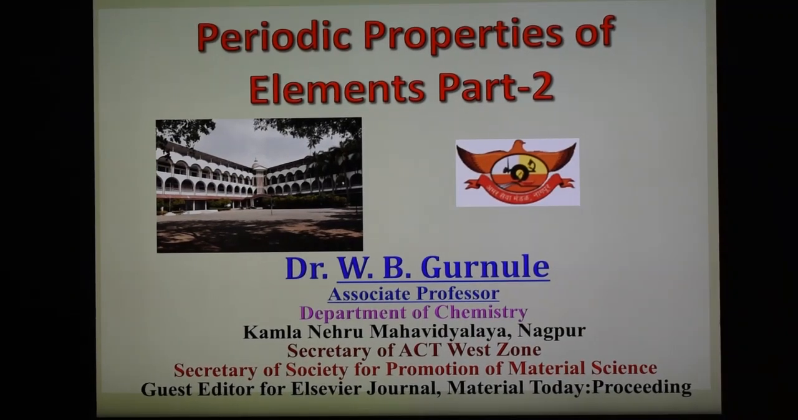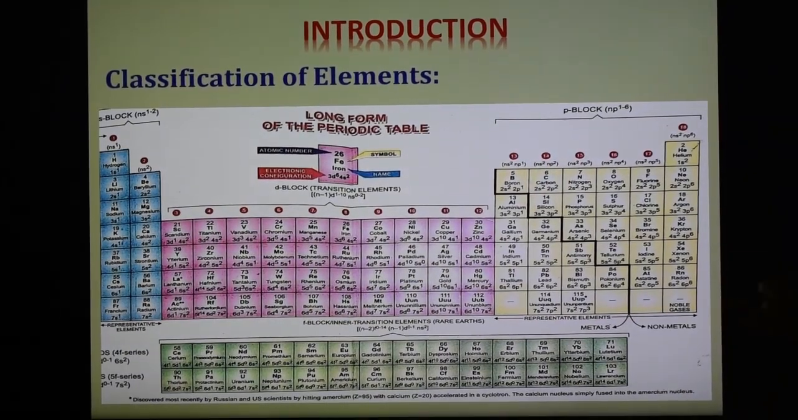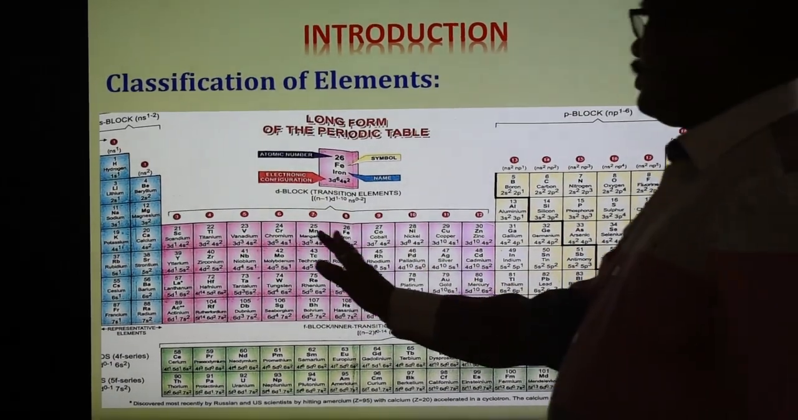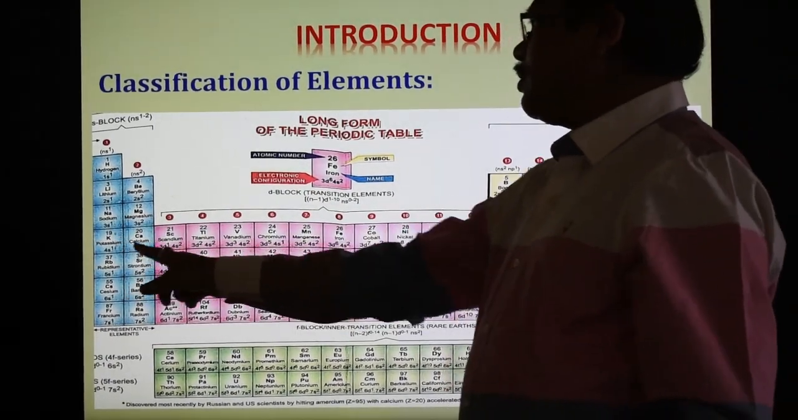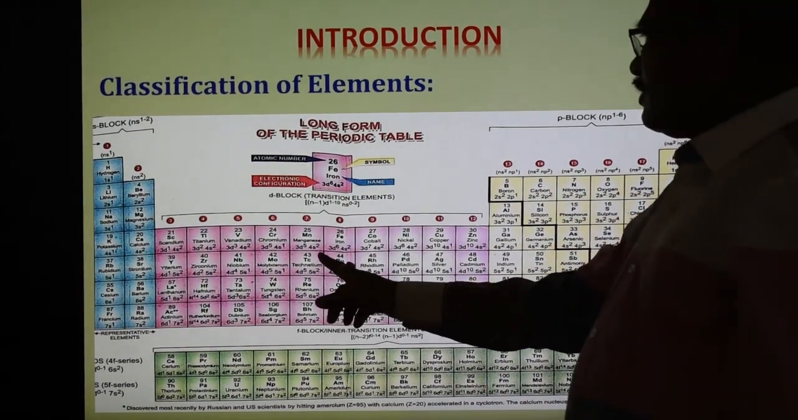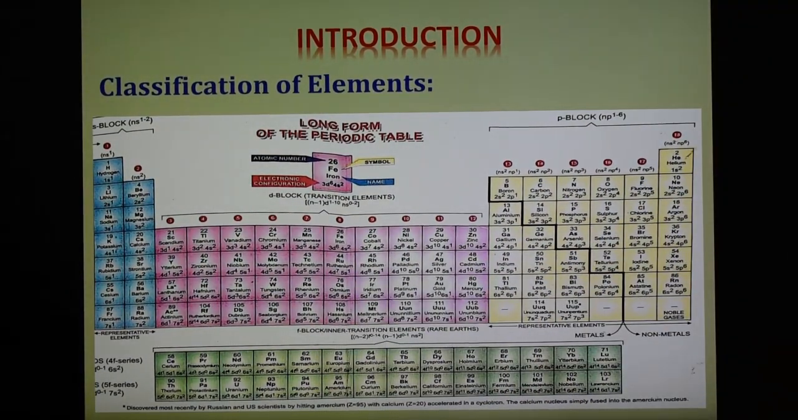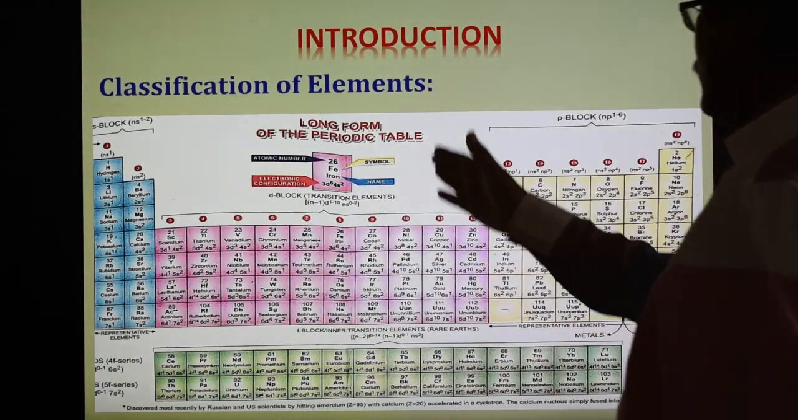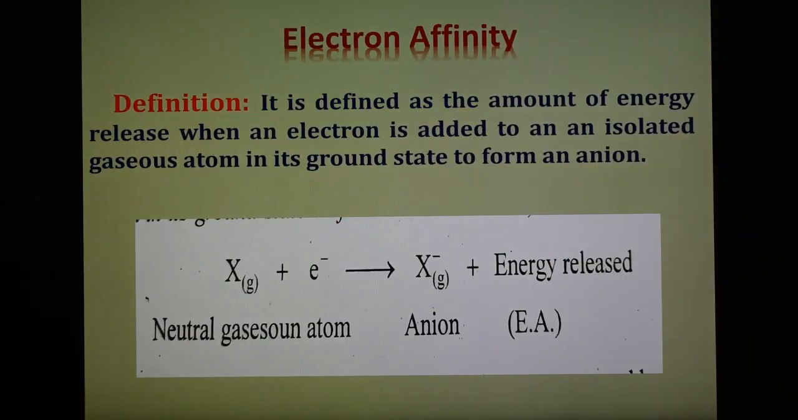Here we are going to see, already we have seen the classification of the elements. The total elements in the periodic table are 118. This is the s block, this is the p block, the d block in the middle, and the f block at the bottom of this periodic table. And we have to see the periodic properties of the elements in the group and in the period. Already we have seen two properties, one atomic and ionic radius, and second ionization potential, and third is now electron affinity.